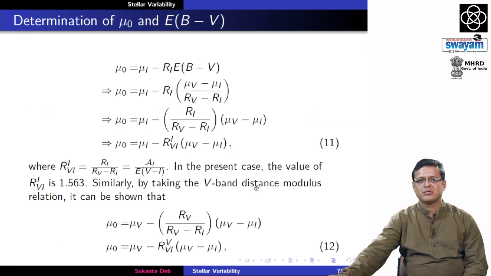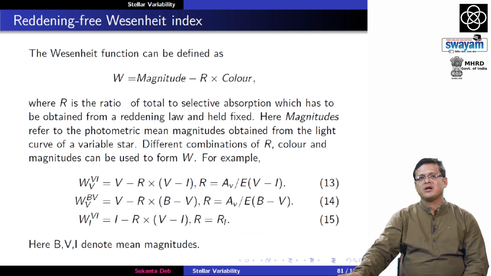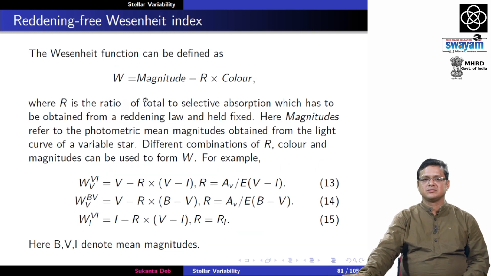Now, we will discuss the Wesenheit index. The Wesenheit function can be defined as follows. It is given as capital W and is equal to magnitude minus R into color, where R is the ratio of total to selective absorption, which has to be obtained from a reddening law, and it has to be held fixed. Here magnitudes refer to photometric mean magnitudes obtained from the light curve of variable stars.